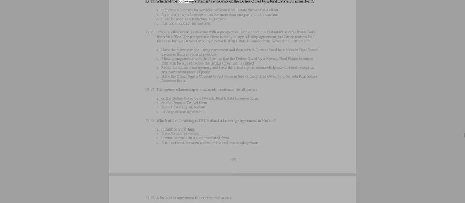13.15 Which of the following statements is true about the duties owed by a real estate licensee form? A. It creates a contract for services between a real estate broker and a client. B. It can authorize a licensee to act for more than one party to a transaction. C. It can be used as a brokerage agreement. D. It is not a contract for services.